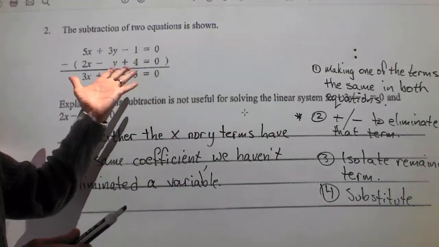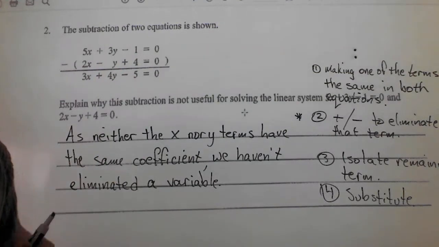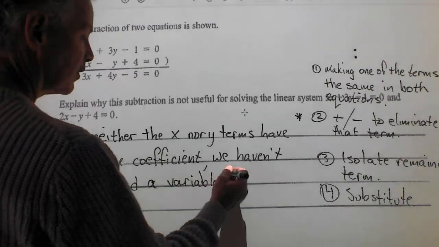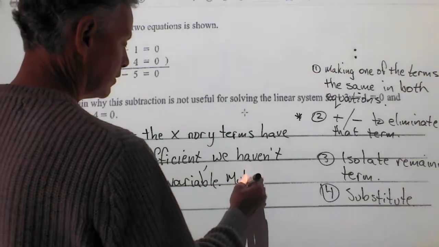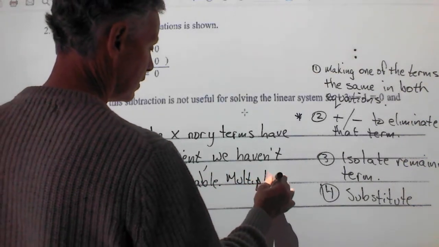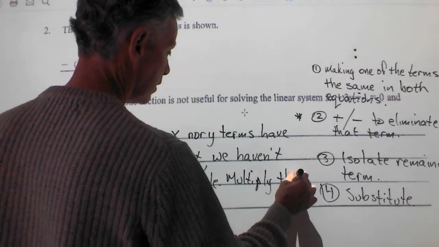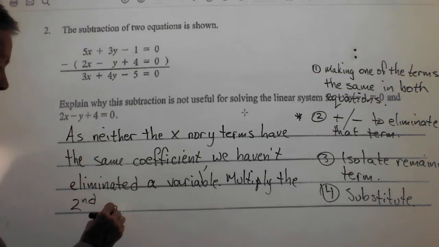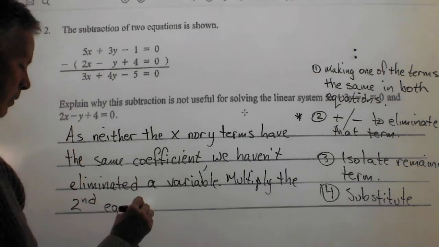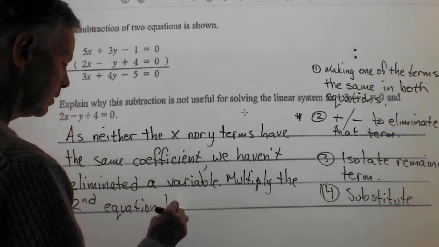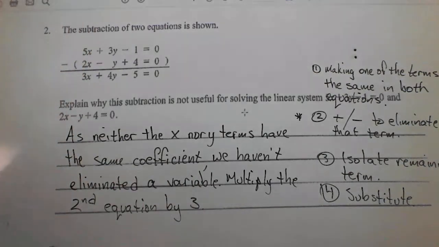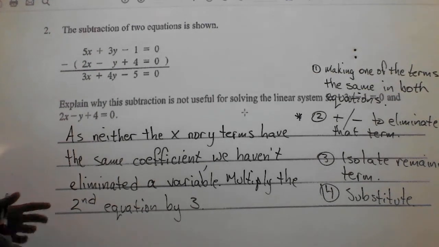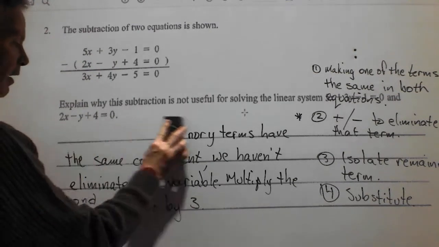In order to solve this system using elimination, what we would have had to do is multiply the second equation by 3. You'll notice if we had multiplied the second equation by 3, and we'll do this just to show you what I'm talking about.